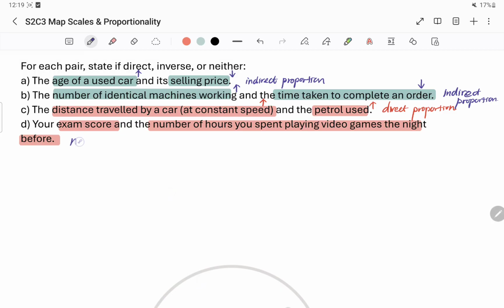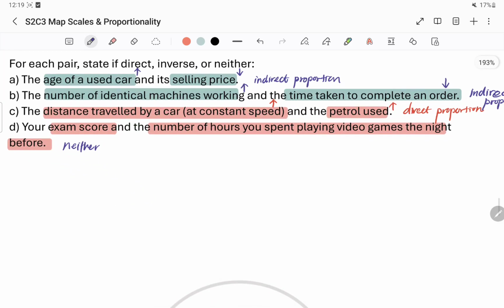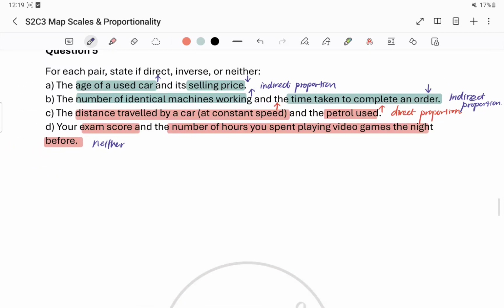So this one is neither. There's no direct relationship. It's not like you confirm if you play more games, you confirm you get lesser marks. That's not confirmed. So yes, this one is a bit tricky. There's a lot of gray area, but I want you to at least know how to differentiate indirect and direct proportion first, because exam score can be determined by a lot of other factors. So for this particular statement, there's no cause and effect relationship. It doesn't mean that if you play more games you will confirm get lower scores. No, but if you look at C, if you travel a long distance, confirm the petrol you use will be more. This one is direct, there's a cause and effect relationship. But for D, no.